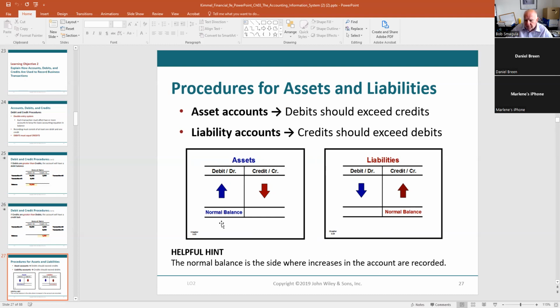Normal balance. The normal balance of an account is the side of the T account, debit or credit, where we expect to increase. You increase it on the normal balance side, okay? The normal balance is the side where increases are recorded.